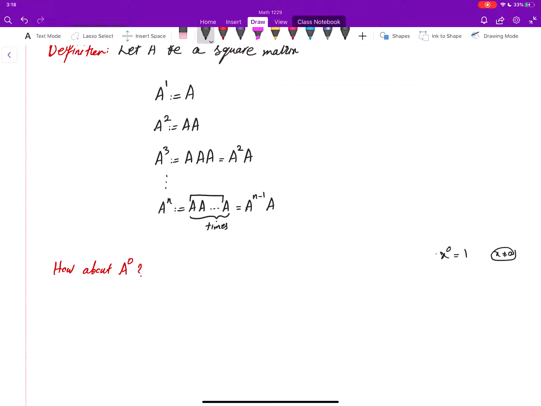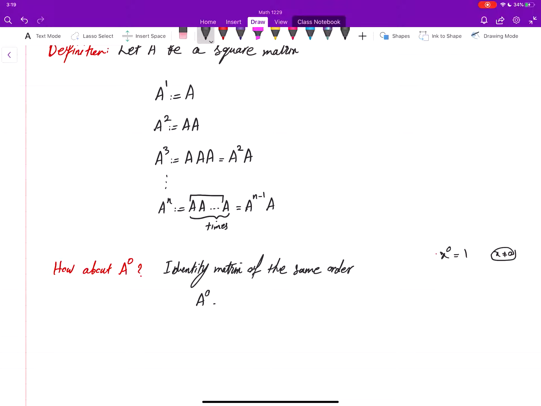Now, A is a square matrix of order n. What does A to the power 0 mean? We set it to be the identity matrix of the same order. So if your matrix is 2 by 2, your identity matrix will be 2 by 2, or if it is 3 by 3, it will be 3 by 3, and so on.